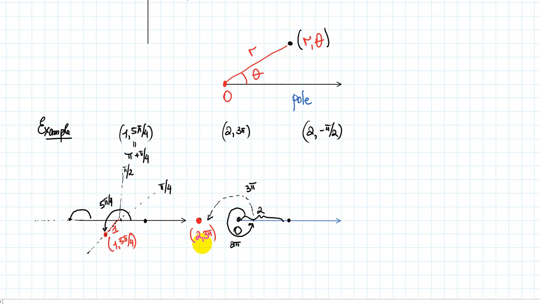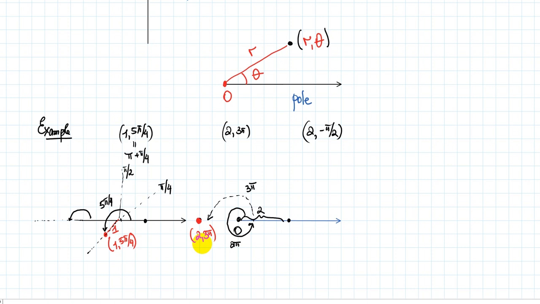Okay? So is it possible to describe this point using different coordinates? Is it possible to describe the same point with different coordinates? Yes, for example, 2 and pi, it's going to be the same point with different coordinates, right? So it appears in the polar system, we can define the same point differently, okay?